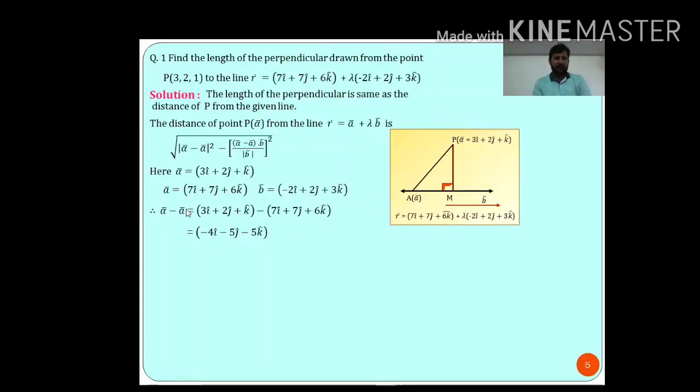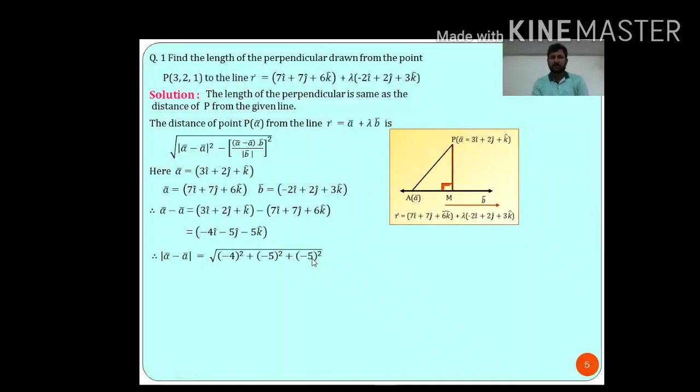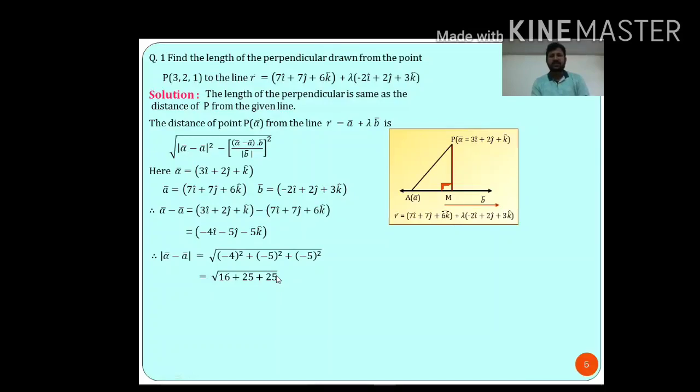After getting this alpha bar minus A bar, take its magnitude. The formula is under root of minus 4 square plus minus 5 square plus minus 5 square. Then the squares are obtained: minus 4 square is 16, minus 5 square is 25. So 16 plus 25 plus 25, and the total is 66. So under root of 66, keep as it is.